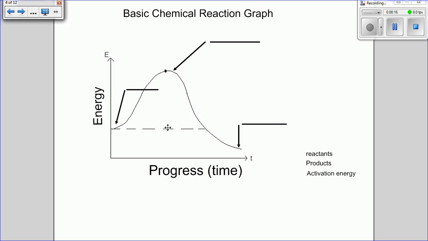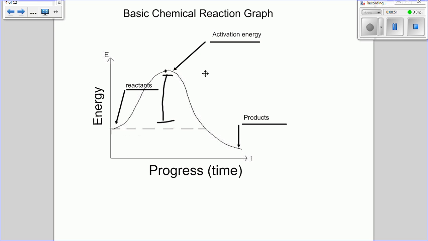So if we look at this chemical reaction graph, the left side would be our reactants, and the right side would be our products. So in order to get from our reactants to our products, we need to reach this point here, which is our activation energy. So this is the amount of energy that needs to be put in to the reaction in order to get from reactants to products.